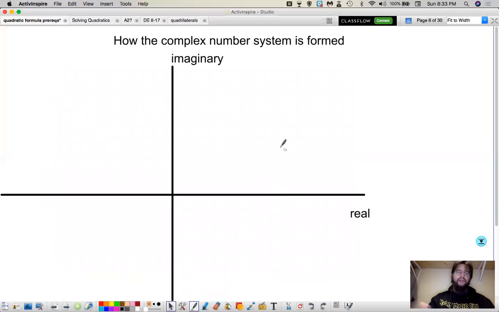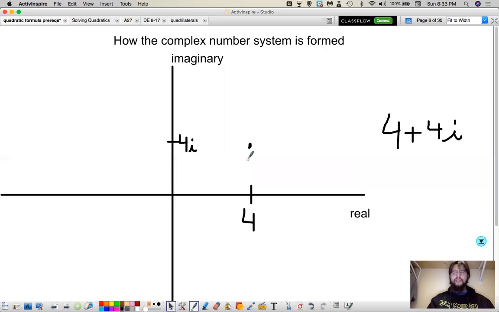So again, that's pretty much what I just said. Let's say we have the number 4 over here and 4i over here. If we look at this number in the complex plane, that would be 4, the real part, plus 4i. It's these two number lines forming an entire plane of numbers. And those numbers together are called the complex number system.